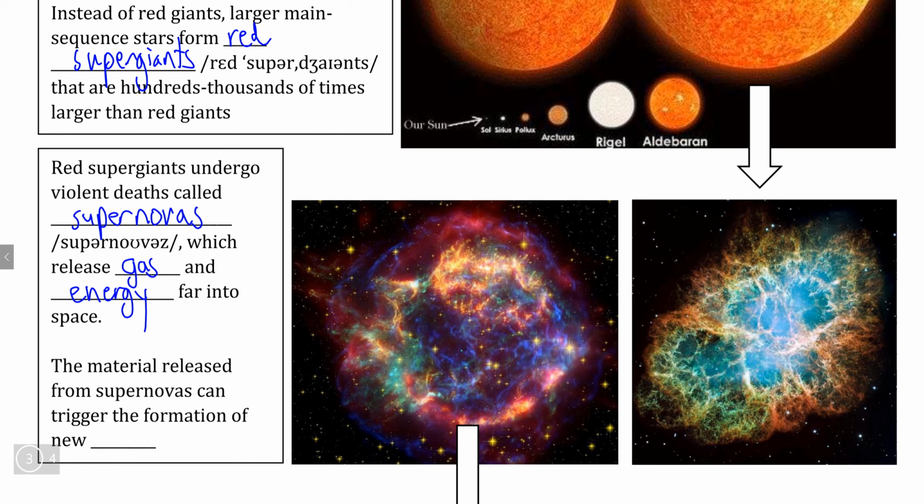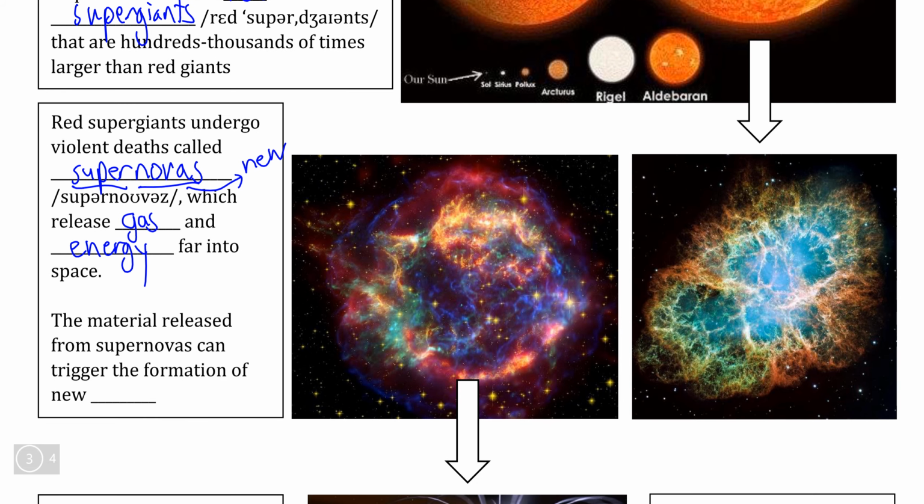Now, the name supernova is rather interesting. Super, of course, means very big, but nova is actually a Latin word which means new. So why did we name a supernova something new when supernovas occur because of the death of the star? Well, all of this gas and energy that is released by the supernova doesn't actually disappear. It's scattered deep into space.